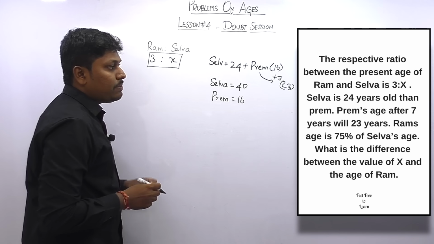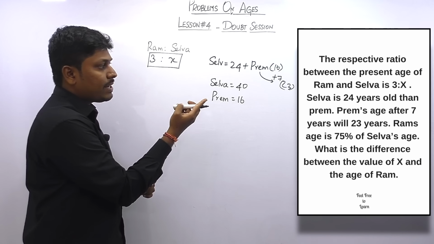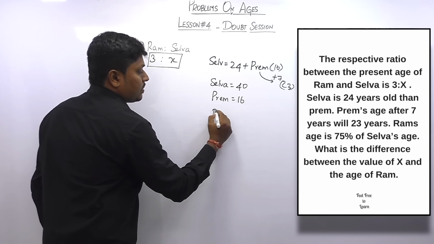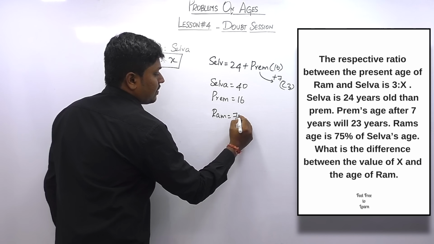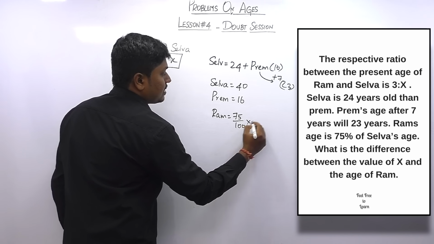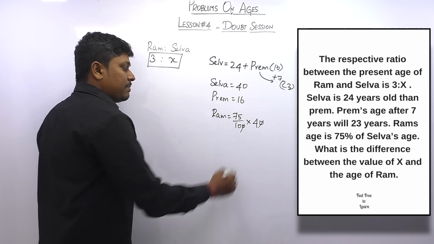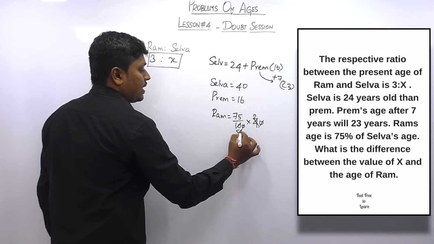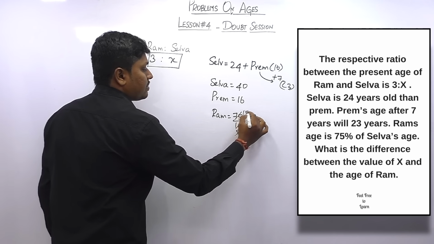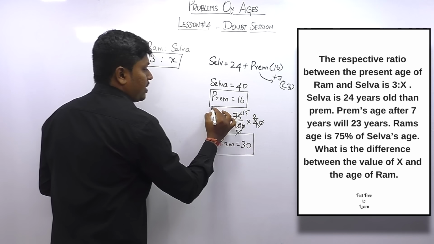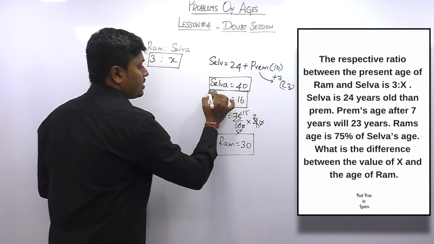So Ram's age will be 75%. Next point, listen: Ram's age is 75% of Selva's age. So Ram is equal to 75% of Selva's age, that is 40. We can cancel 0 and 0. Similarly, we can cancel 2 times, 5 times, 15 times. Ram's age will be 30. So finally we got the answer: Ram's age is 30, Prem's age is 16, Selva's age is 40.